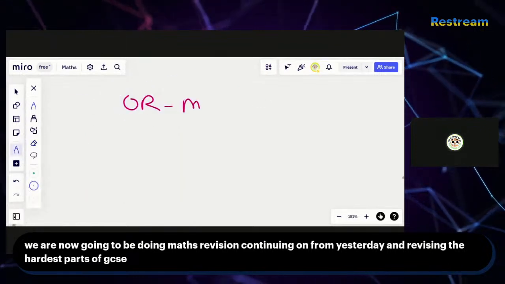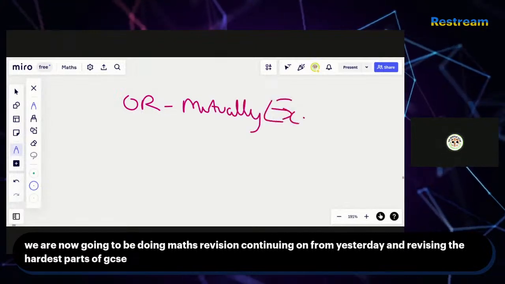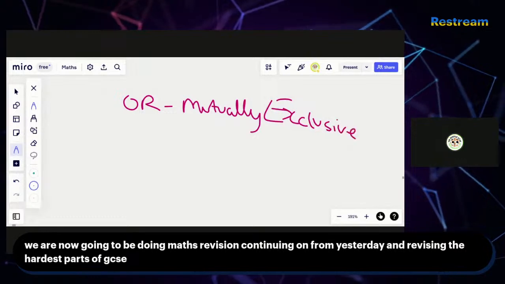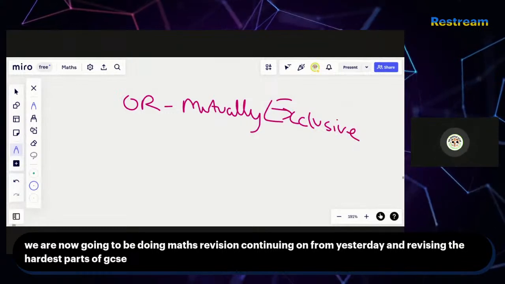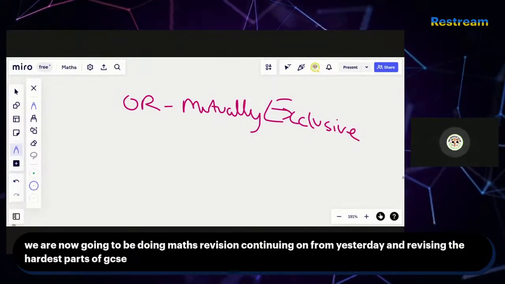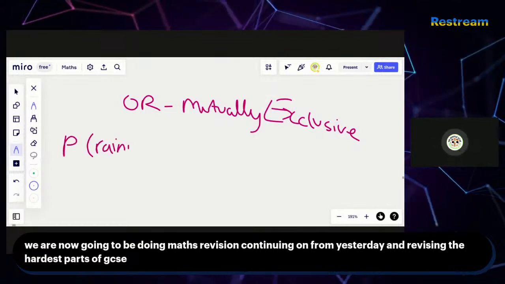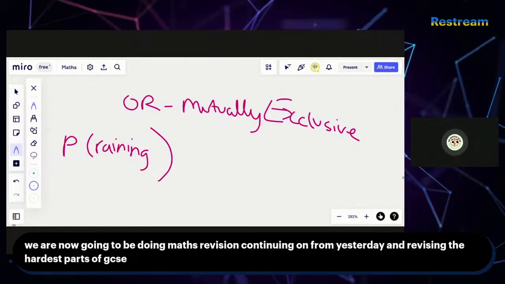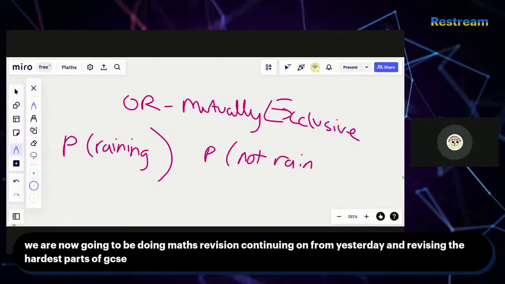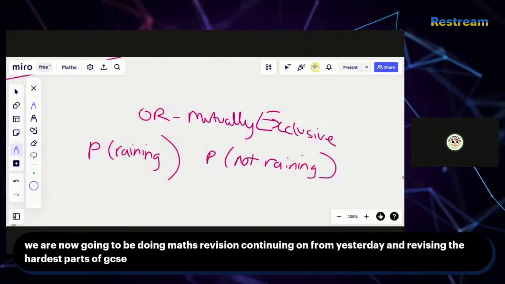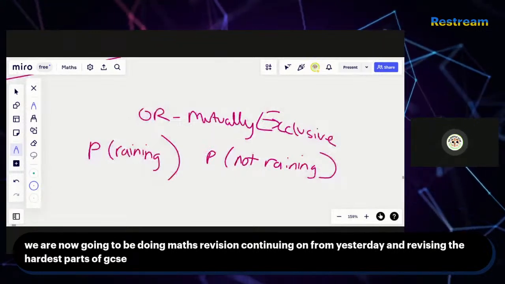So let's talk about "or". Mutually exclusive. Now, what that then means is that they cannot occur because one of the events stops the other one from occurring. So, for example, the probability that it's raining outside excludes the probability that it's not raining, right? So both of these probabilities can't exist at the same time. It can't be raining and not raining at the same time. So that's an example of mutually exclusive.